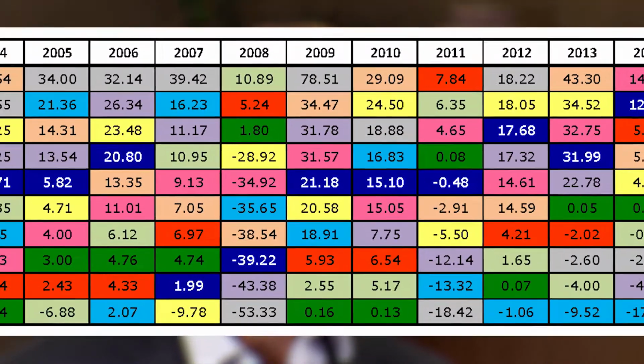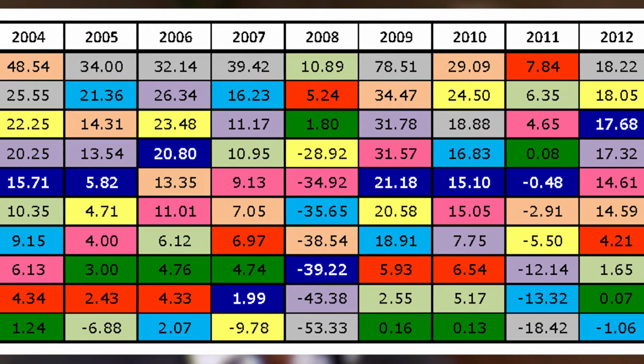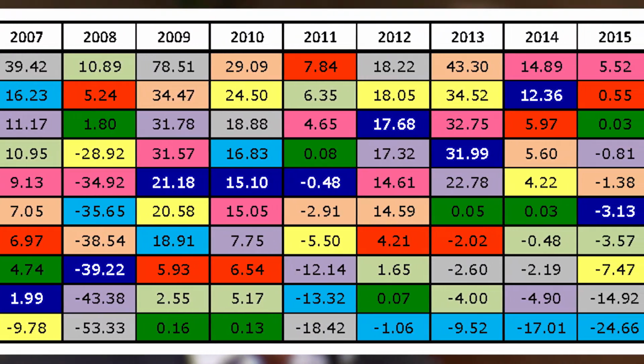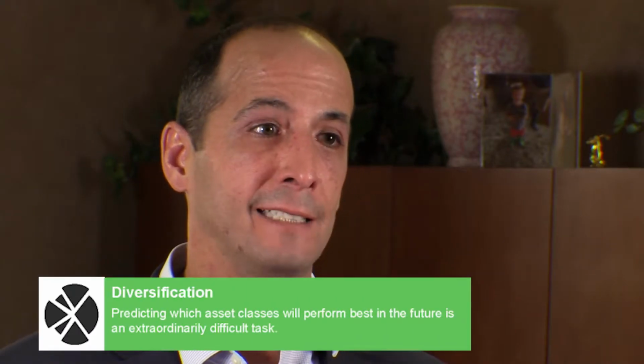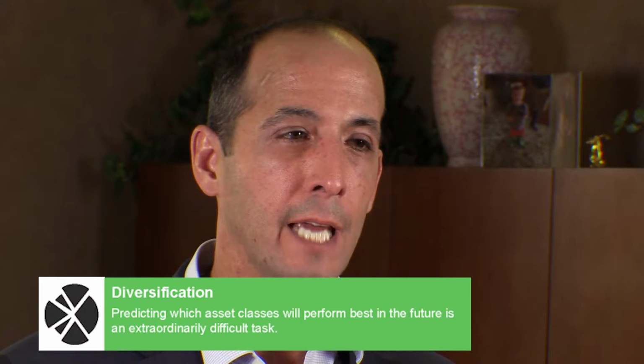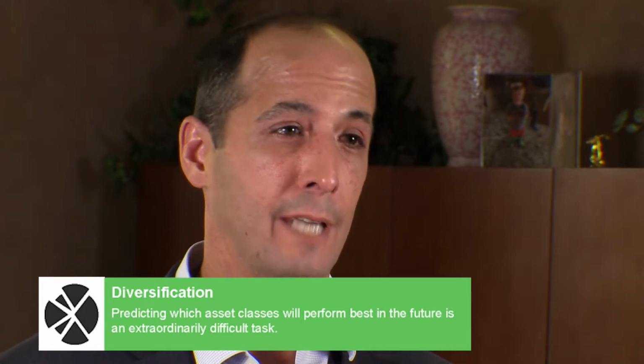In this chart, asset classes are organized by calendar years, and we're taking a look at the last 15 years, from 2003 all the way through 2017. The rankings change every year, thereby demonstrating several key investing principles and concepts. The first being diversification. Predicting which asset classes will perform best in the future is an extraordinarily difficult task. Just take a look at the chart.